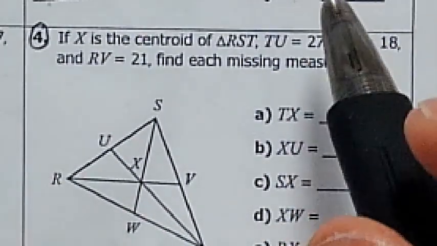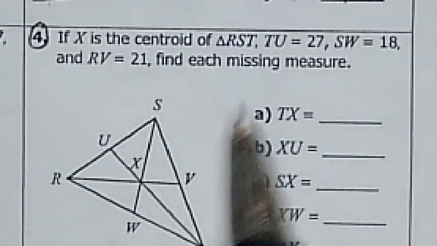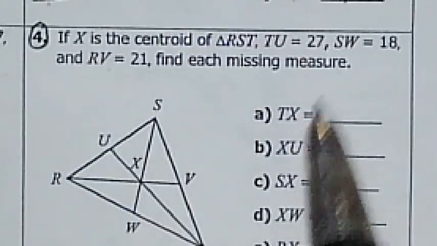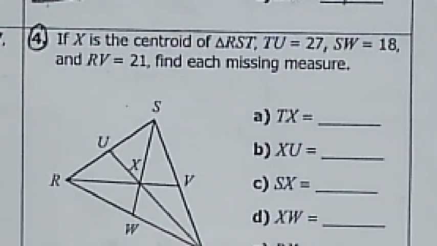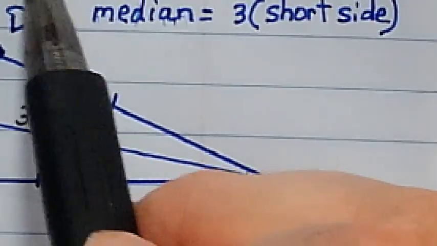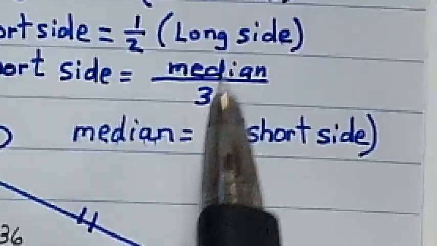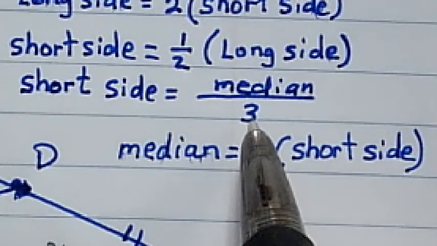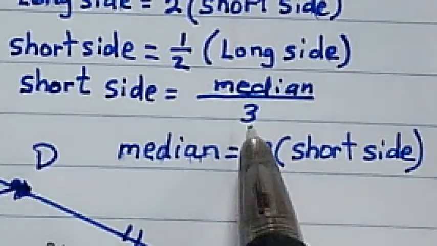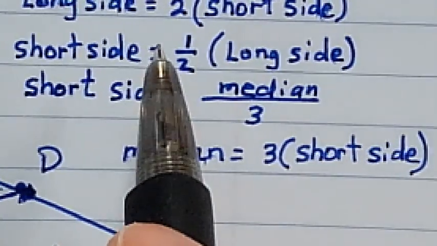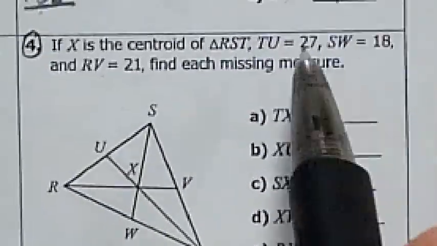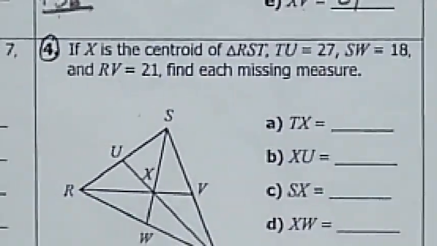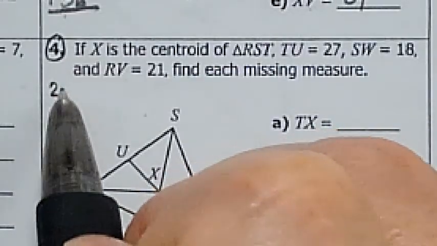If they give you the entire median length, remember what I told you. The short side is the median length divided by 3. If you take the median length and divide it by 3, that's the short side. In this case, what's the median length? 27. So if you take 27 and divide it by 3, what does that give you? 9. So that means for TU, the short side is 9.